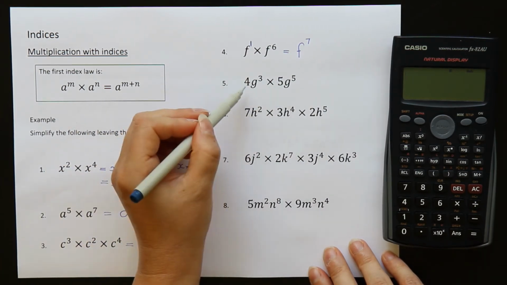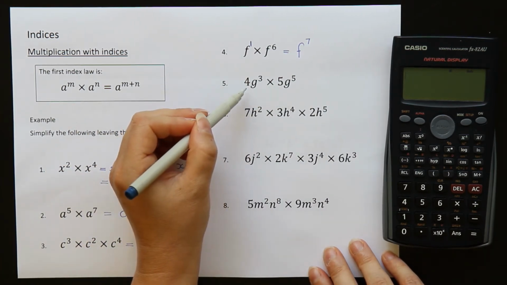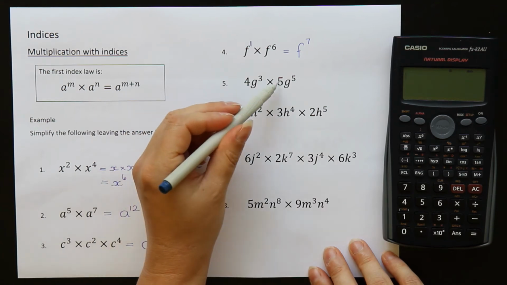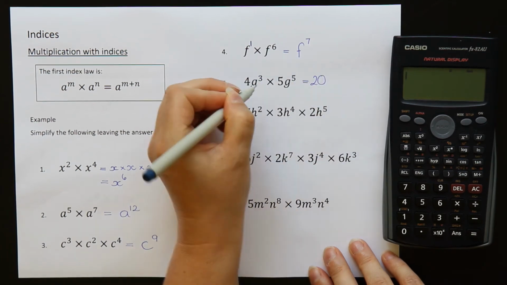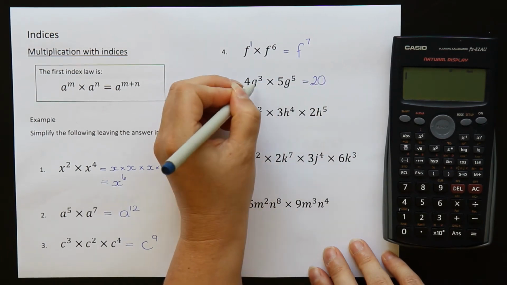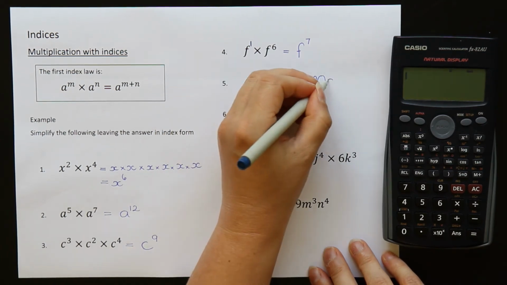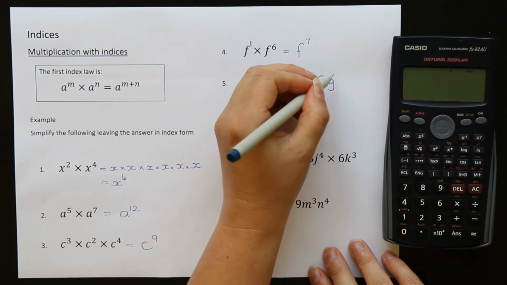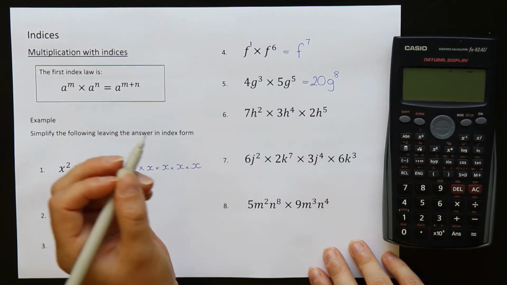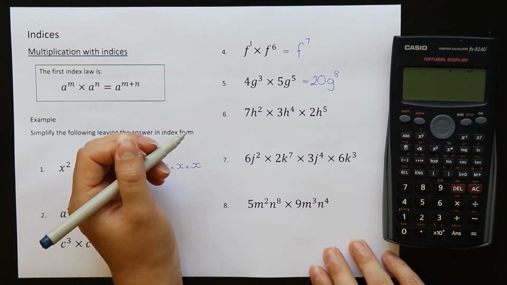If there are numbers out the front, you have to multiply those together as well. 4 times 5 is 20, so you do those first. And then you do your letters. So g is the base. 3 plus 5 makes 8. So 20g to the power of 8.